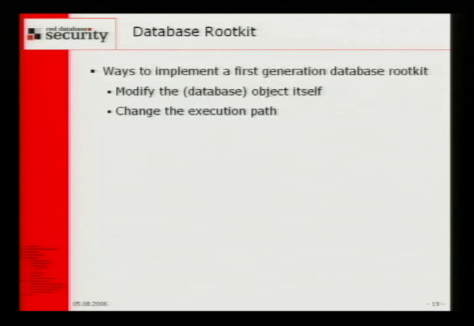And generally, there are two concepts to implement a rootkit. One possibility is we can modify the object itself. For example, in the operating system world, we modify the ls command, or we change the execution path, like the path.